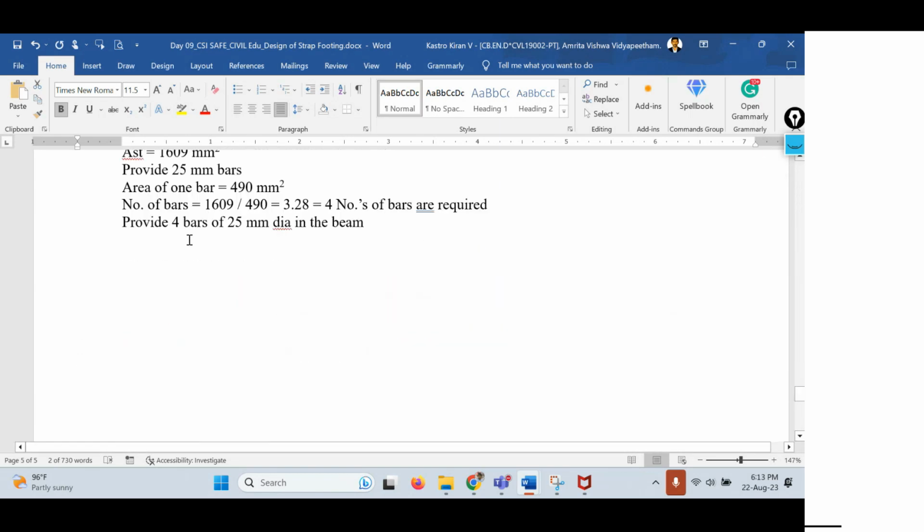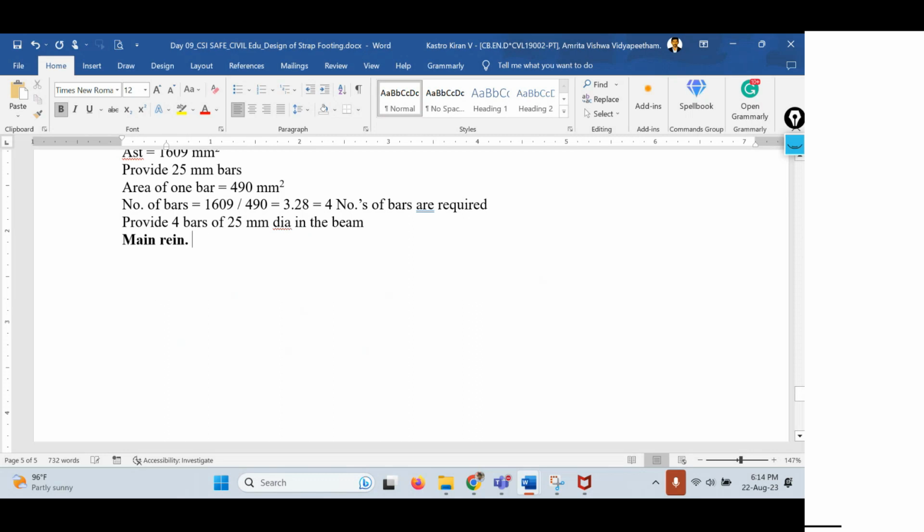So let us design the reinforcement. Let me call it the main reinforcement at the bottom support of column 2. Why only column 2? Because column 2 is carrying heavy load. Suppose column 1 is carrying heavy load, you should design it for column 1 only, and whatever reinforcement comes for column 1, the same reinforcement you have to provide for column 2 as well. Right. So now let us look into the bending moment under column 2.